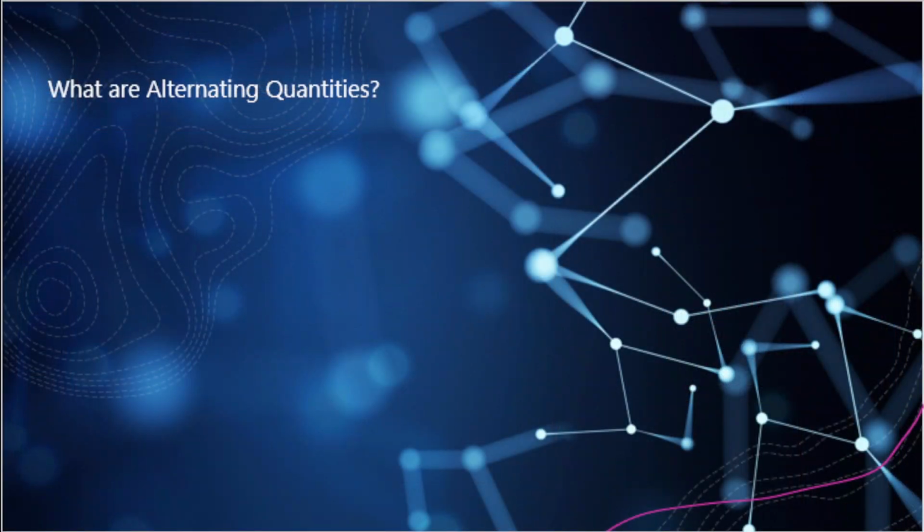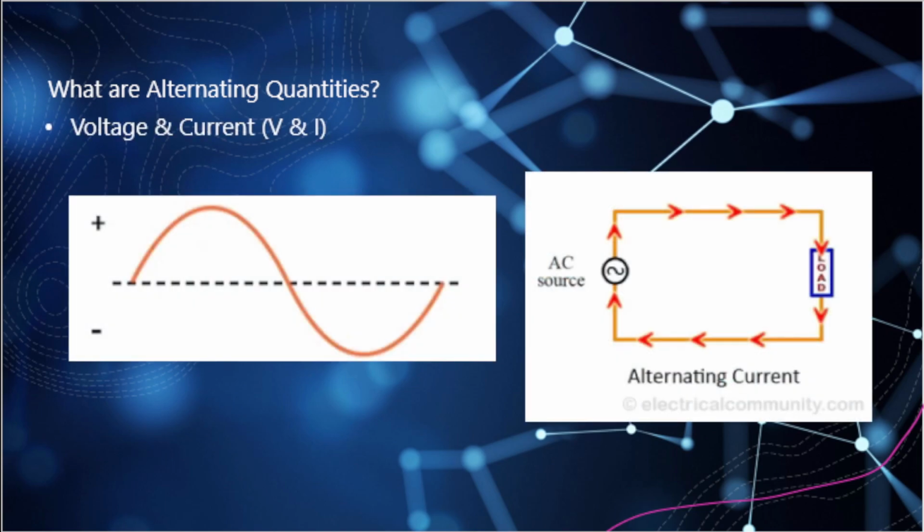In an attempt to make this a slightly more professional learning experience, what I've done is develop slides which we can progress along. So I'll open this up with the question, what are alternating quantities? The electrical quantities which vary or change continuously with time are known as alternating quantities. Alternating voltage and current are some of those quantities.